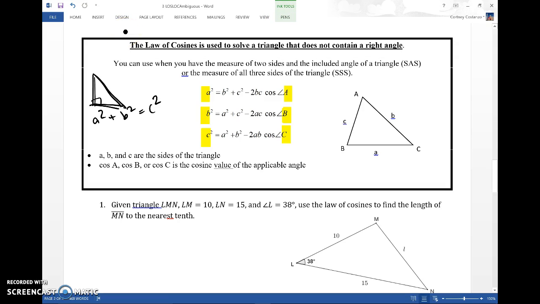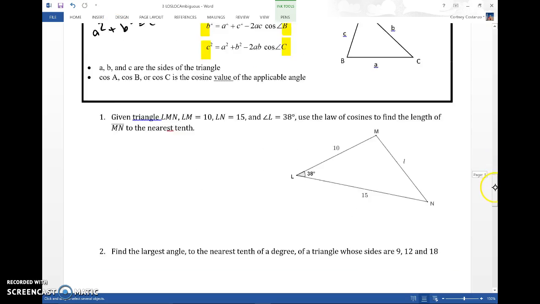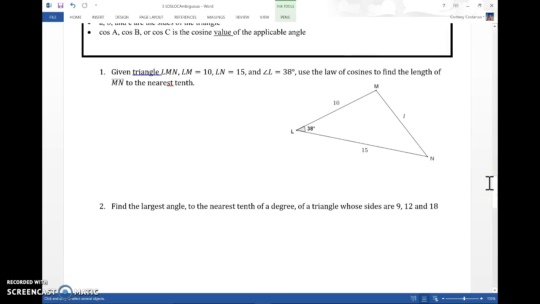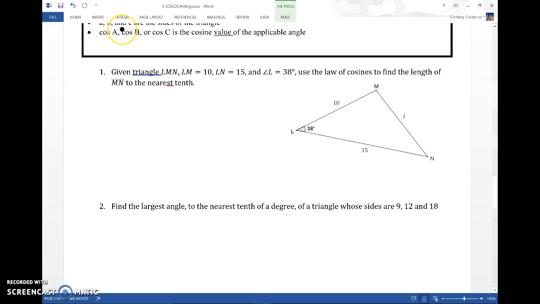All right, so let's look at example 1 here. Sorry, I keep clicking around with my little stylus. All right, example 1. We have a triangle, it's drawn for us, and it says LM is 10, LN is 15, and we know the angle is 38. Use law of cosines, it even told you what formula to use, to find the third length. So I'm not going to use law of sines. Law of sines is 2 angles, 2 sides. This is asking for the third side, L.